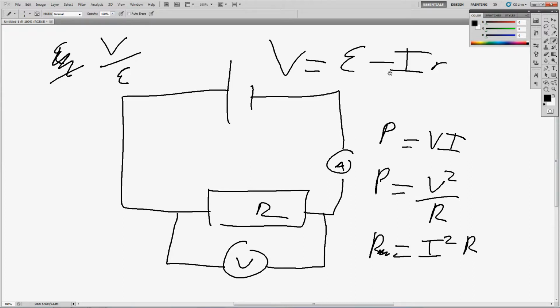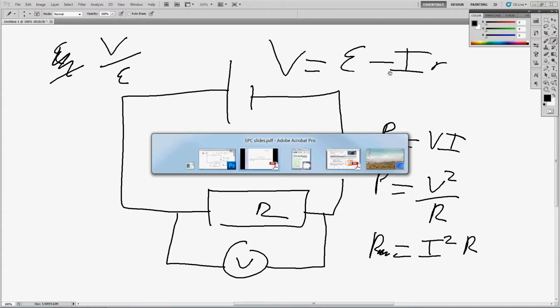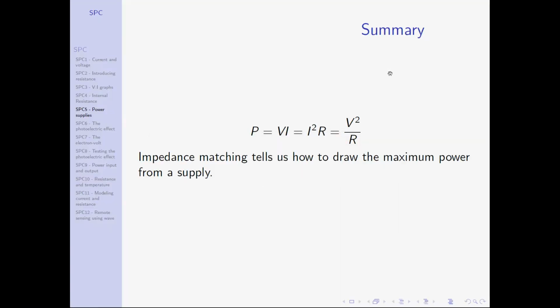But if we want to get the maximum power out of a supply, you'll see that actually we need to match the impedances, or match the resistances, such that the resistance of our load is exactly equal to the internal resistance of our power supply, which is an interesting concept. It's known as impedance matching. It is used quite commonly in acoustics.